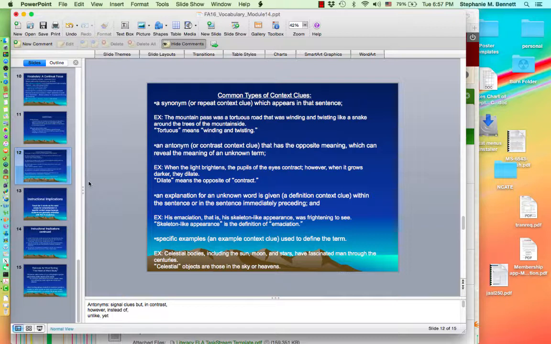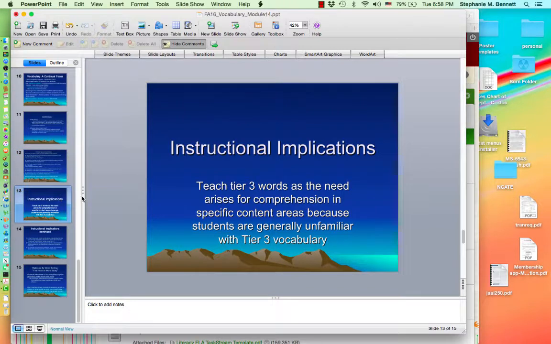Antonym signal words include but or in contrast, however, instead of, unlike, and yet. Signals could be is defined as, means, the term, and then the term is bold-faced or italicized or set off with commas. Synonyms can be another word that is also known as, sometimes called, and those are some examples of signal words to teach your students.